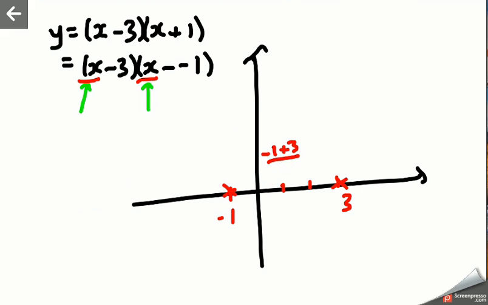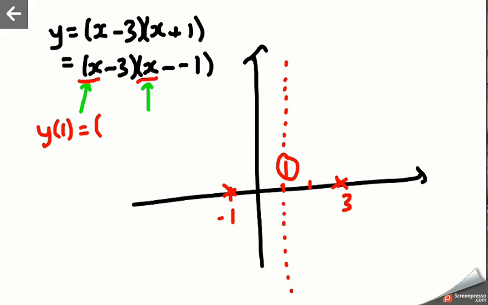So our parabola is going to be symmetric about the line x equals 1, and hence to find the turning point, the lowest point that our parabola goes, we just need to put x equals 1 into our function. When we do that, we get y of 1 equals (1 minus 3) times (1 minus negative 1). Well, 1 minus 3 is negative 2, and 1 minus negative 1 is 2, because two negatives make a positive, so it's 1 plus 1. So it's going to be negative 2 times 2, and that's equal to negative 4.